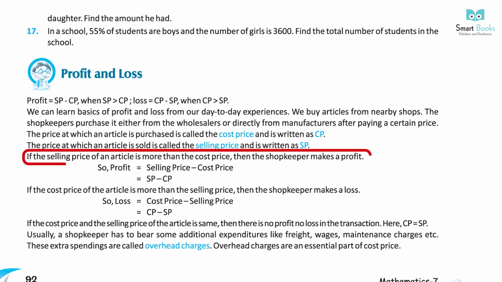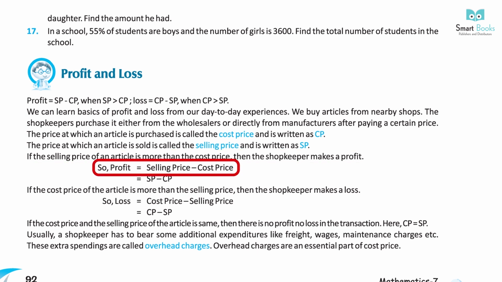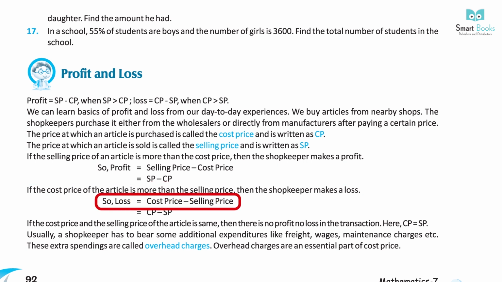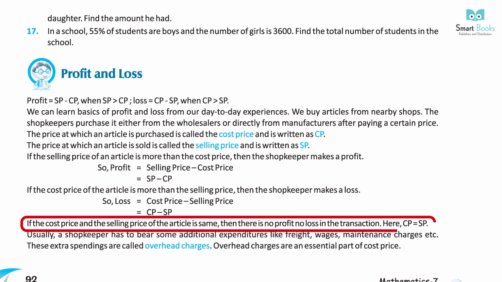If the selling price of an article is more than the cost price, then the shopkeeper makes a profit. So, profit is equal to selling price minus cost price, which is SP minus CP. If the cost price of the article is more than the selling price, then the shopkeeper makes a loss. So, loss is equal to cost price minus selling price, which is CP minus SP. If the cost price and the selling price of the articles are the same, then there is no profit, no loss in the transaction. Here CP is equal to SP.